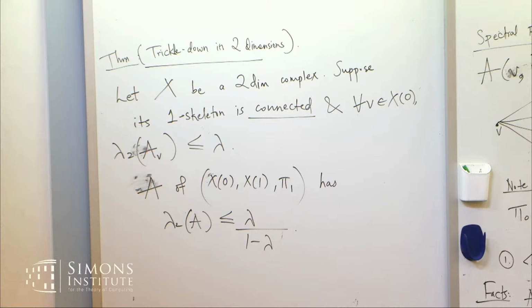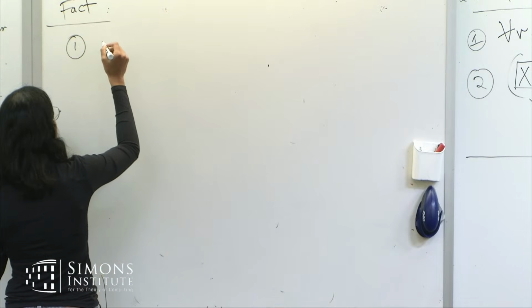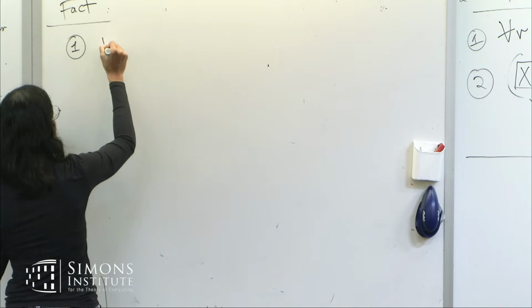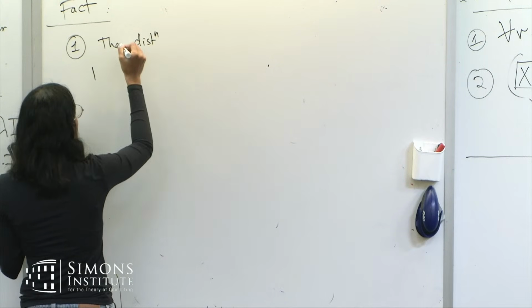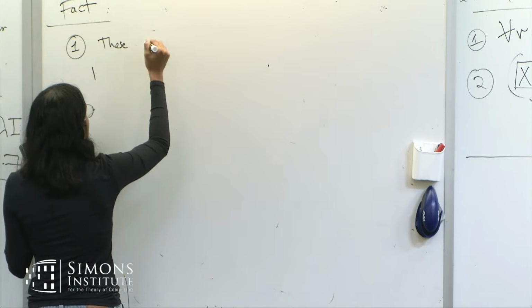Okay, so let's prove this theorem now. First, we'll start by noting a very important fact, which is not too hard to prove, about how these distributions pi i's behave. The first fact is that these two distributions are equivalent.